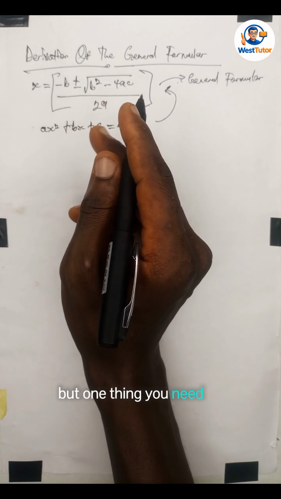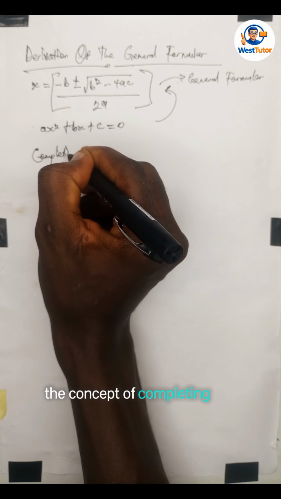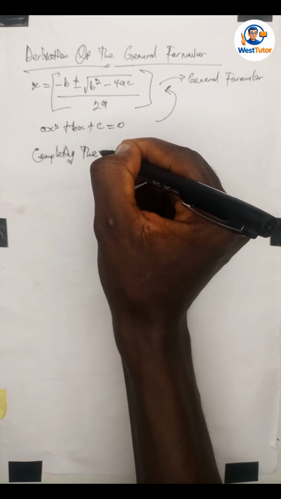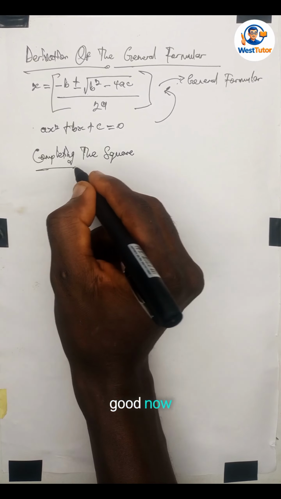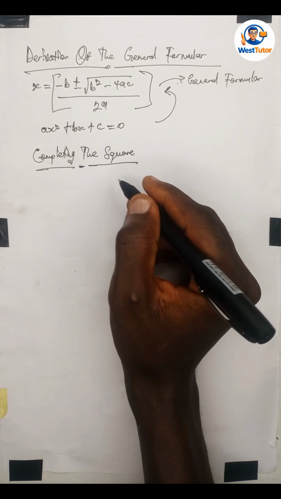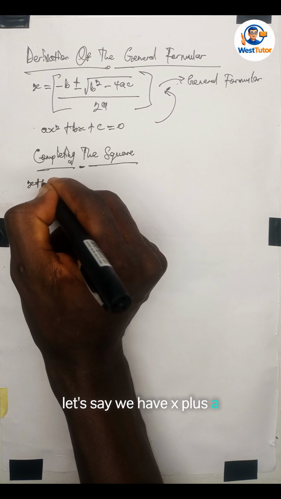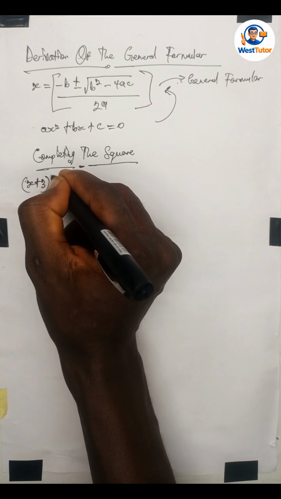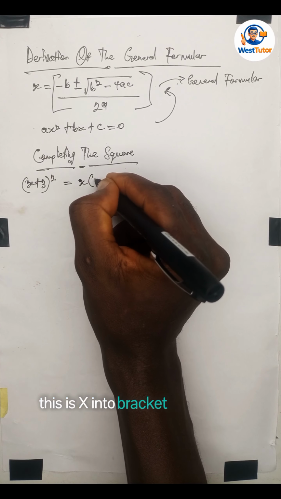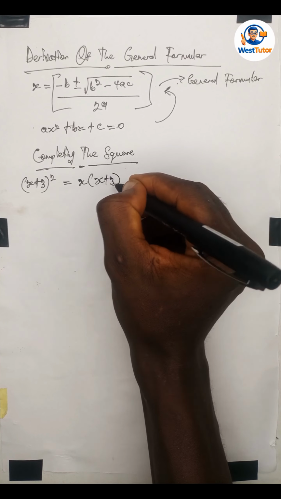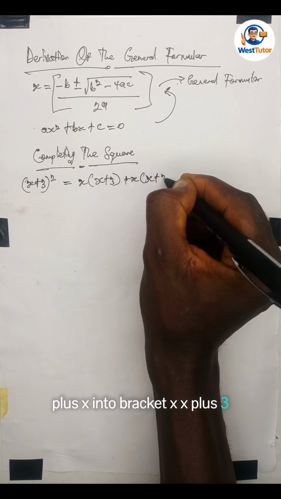So now, one thing you need to understand first is the concept of completing the square. Good. Now, how do we complete the square? Let me give you a simple example. Let's say we have x plus 3, squared. We know that by the time we open this bracket, this is x into bracket x plus 3, plus x into bracket x plus 3.